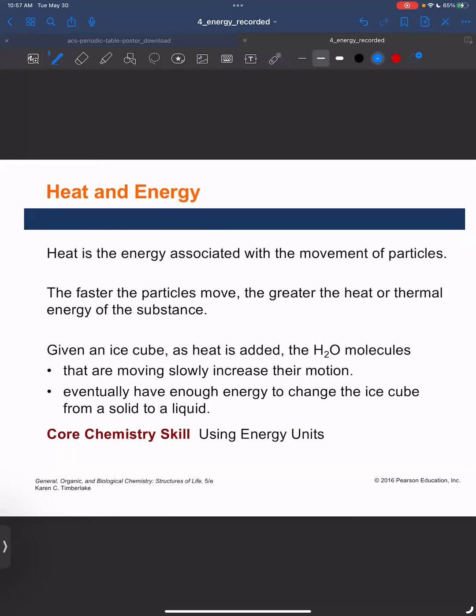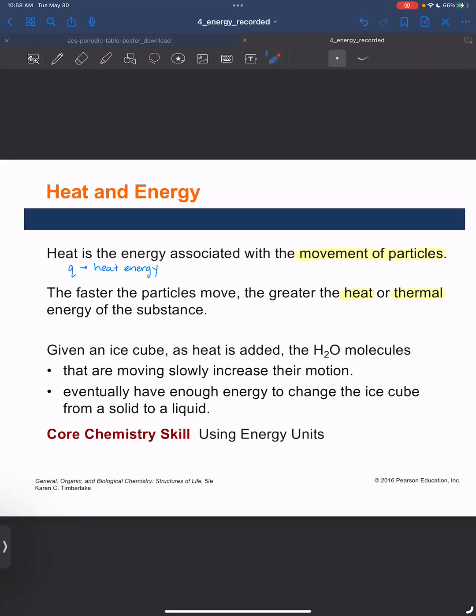So the type of energy we will be working with is heat energy, and heat is the energy associated with the movement of particles. The faster the particles move, the greater the heat or thermal energy of the substance. So we use the words heat and thermal interchangeably. And we will learn in a later video that heat energy is represented by the letter Q, lowercase q. So whenever you see that, that will be heat energy, which is different than temperature.